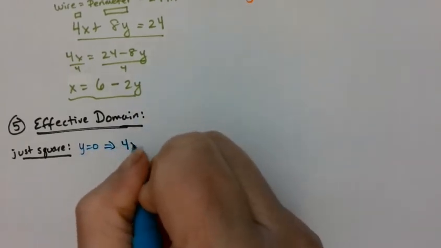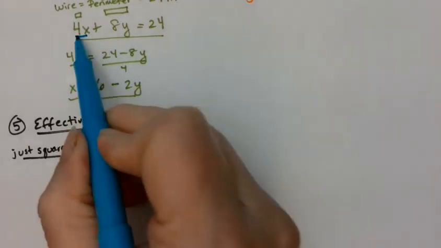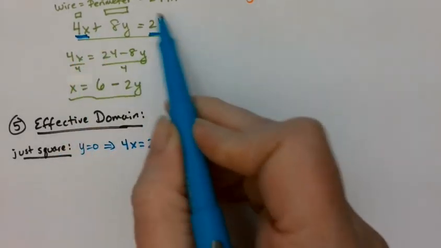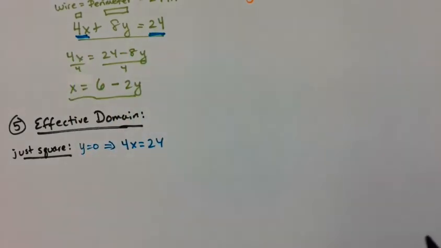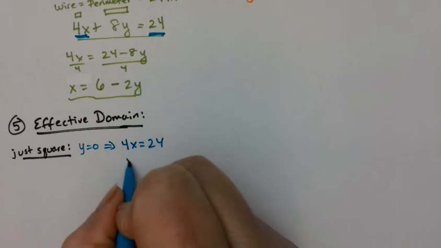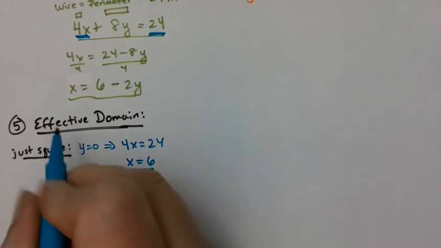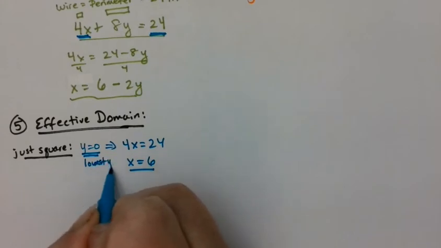And that would make 4x equal to 24, because all 24 inches of your wire would be getting used to make your square, and you wouldn't have a rectangle. And that, I take it back, that is totally possible. You could make it so it's all square, no rectangle. That would make x equal to 6. So y equals 0 is as lowest you can get for y.